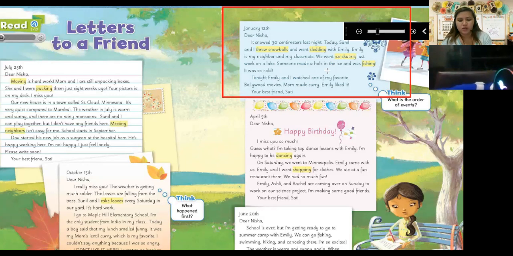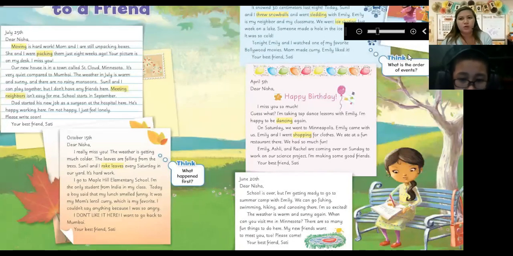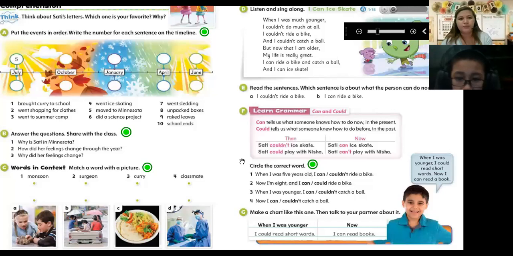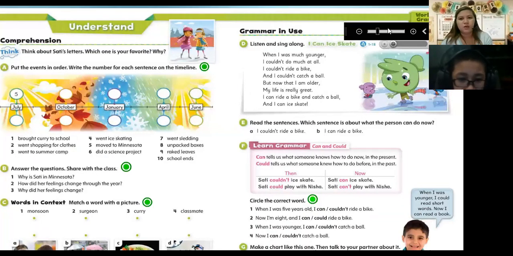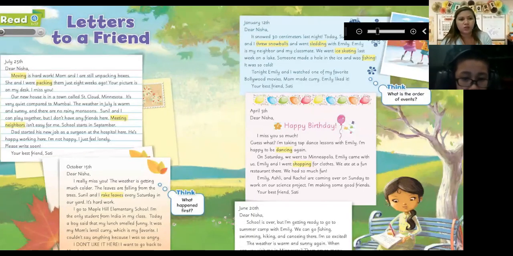Okay, so as you can see, this is just an example of sequence of events. Again, this is letters to a friend. So I will let you listen again so that we can answer this one, because this is about Sati. Okay, so I want you to listen again, okay? Page 30. Read. Letters to a friend.